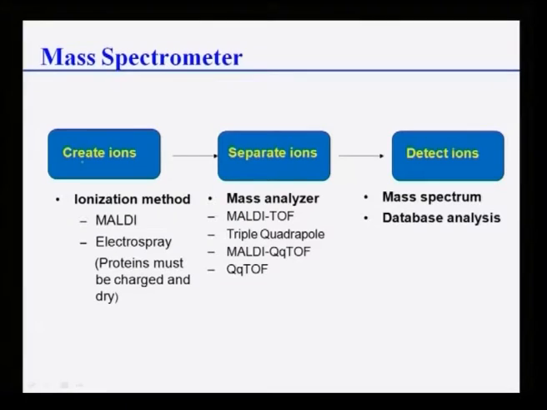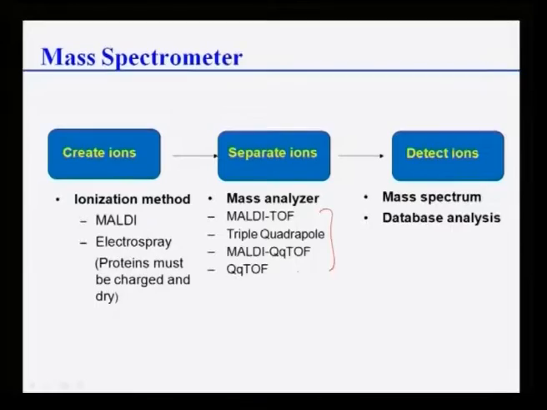It can be MALDI time of flight, or it can be quadrupole time of flight only, or you can have triple quadrupole also. There are many others actually, but these are the main ones. After that, we will detect the masses, and that is done by mass spectrum analysis. Also you need to have a database, like X-ray diffraction has a database and many others. So this is the main thing of a mass spectroscopy.